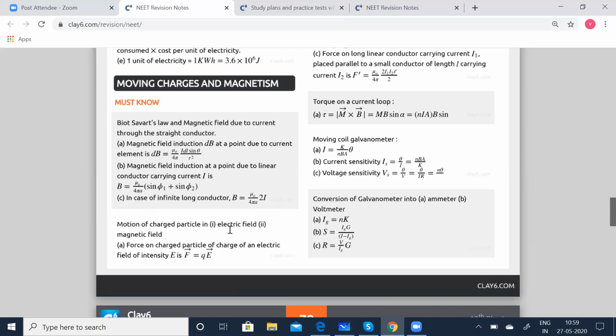Motion of charge particle in electric field and magnetic field. This is what we are going to see here, because here the charges are going to undergo force, both the forces, that is forces due to magnetic field and the electric field. So we are going to see how this charge particle is going to react due to the electric field and the magnetic field. First, let us see the force on a charge particle of charge Q in an electric field of intensity E, which is given by F vector is equal to Q times E vector.